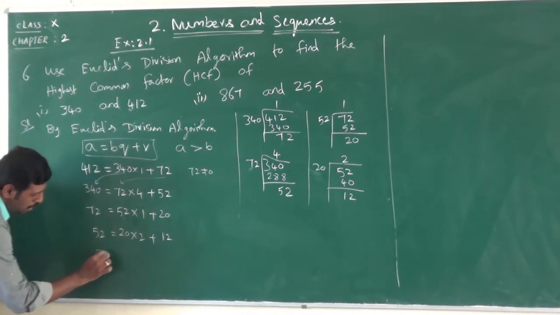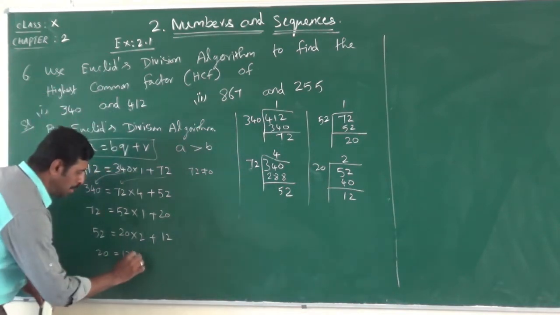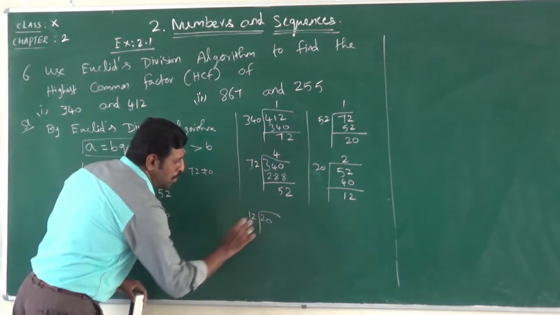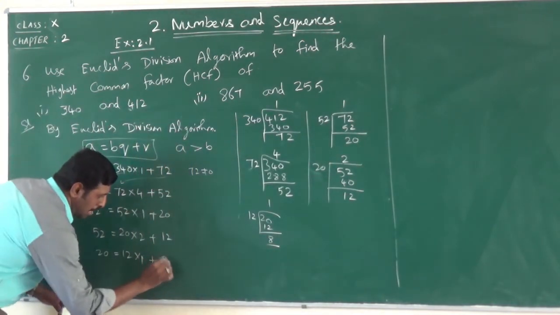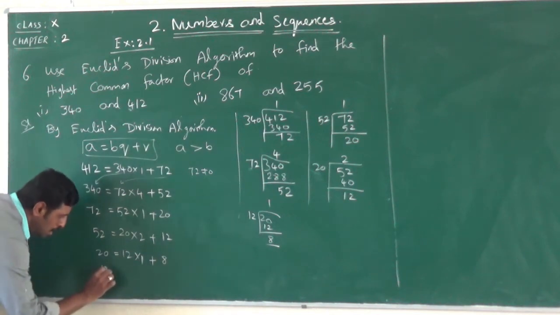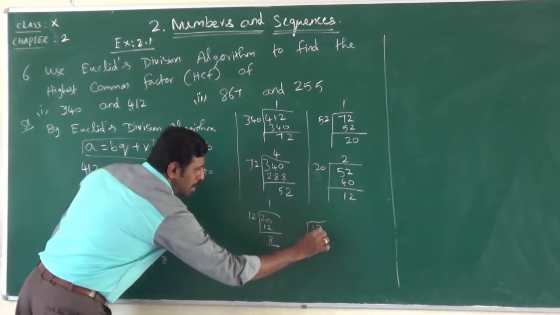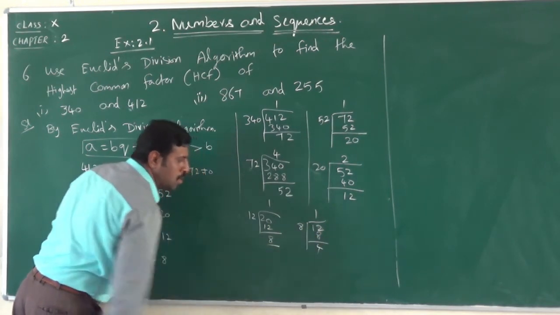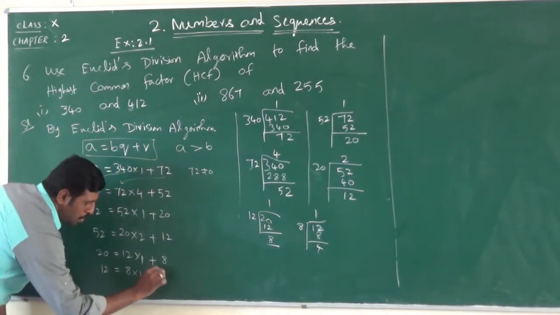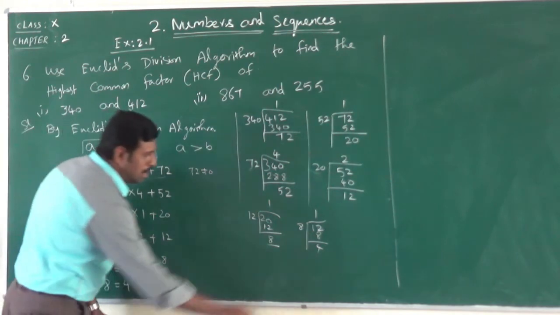Then move to the next step. The divisor turns to the dividend, and the remainder turns to the divisor. Now 20 is divided by 12. Clearly it is one time. 12 ones are 12. We get 8 as the remainder, so 20 is 12 into 1 plus 8. Next I take 12 as the dividend and 8 as the divisor. So 12 divided by 8 means 8 ones are 8. The remainder is 4, so 12 is 8 into 1 plus 4. Next I take the 8 here and divide by 4. Clearly 4 twos are 8.